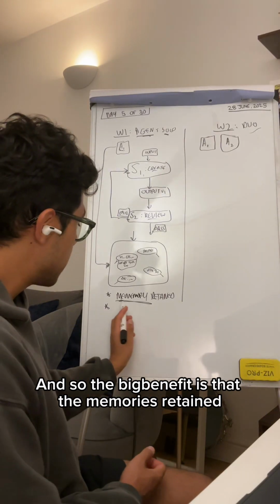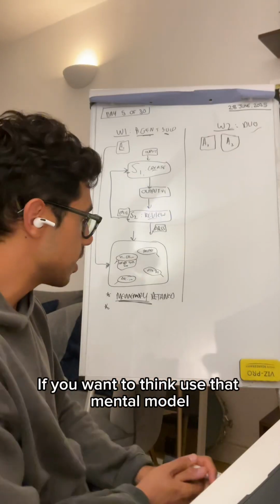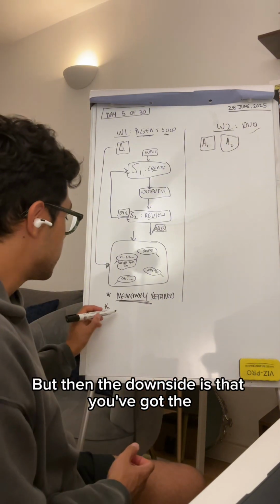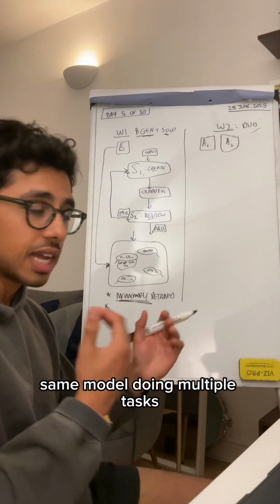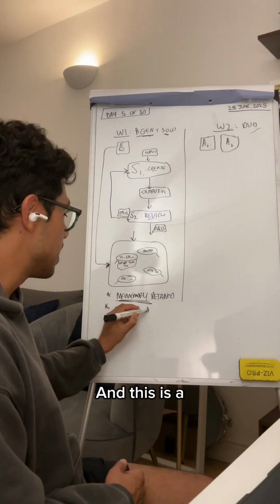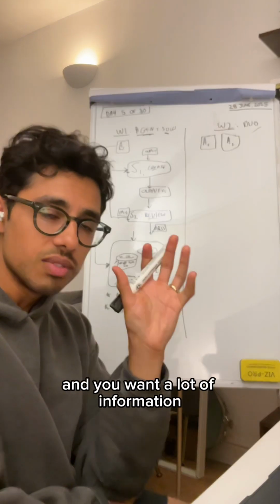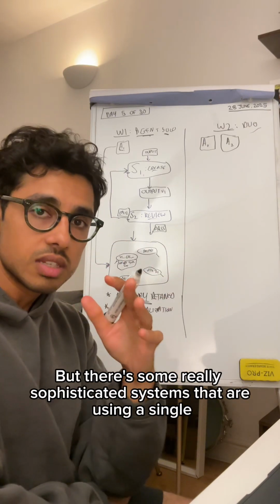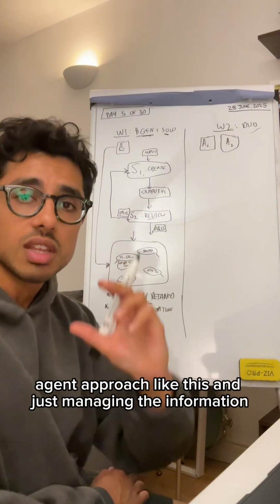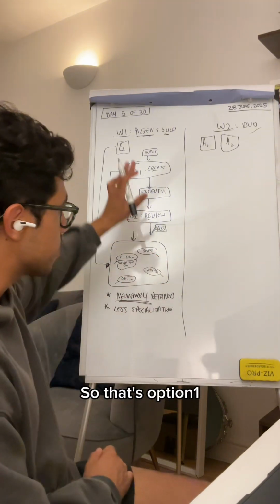So the big benefit is that the memory is retained all in a single chat window, if you want to use that mental model. But the downside is that you've got the same model doing multiple tasks, so there's less specialization. And this is potentially a bad thing if you have really complex things and you want a lot of information. But there are some really sophisticated systems that use a single agent approach like this and just manage the information that it uses at different steps in the process. So that's option one.